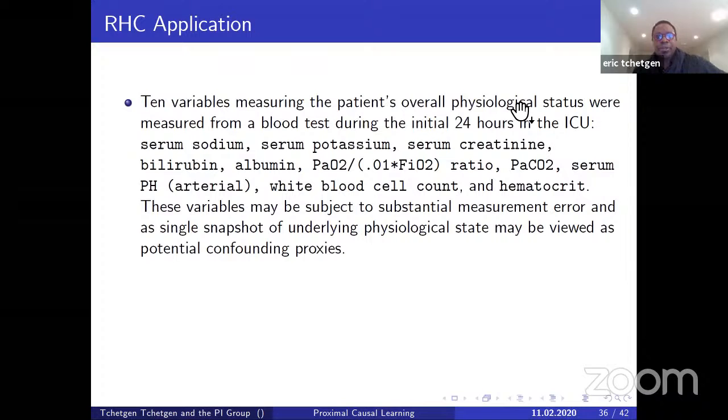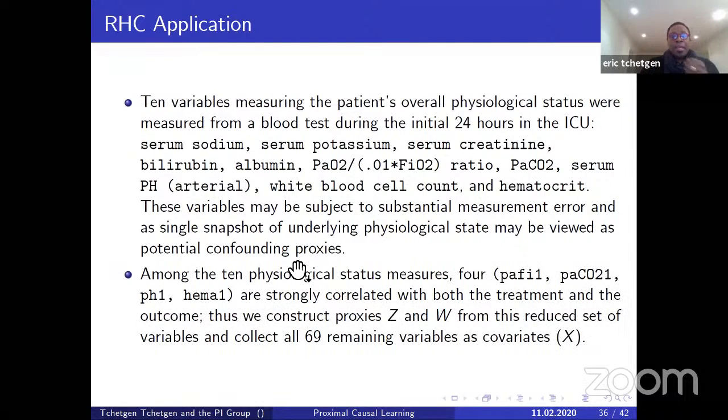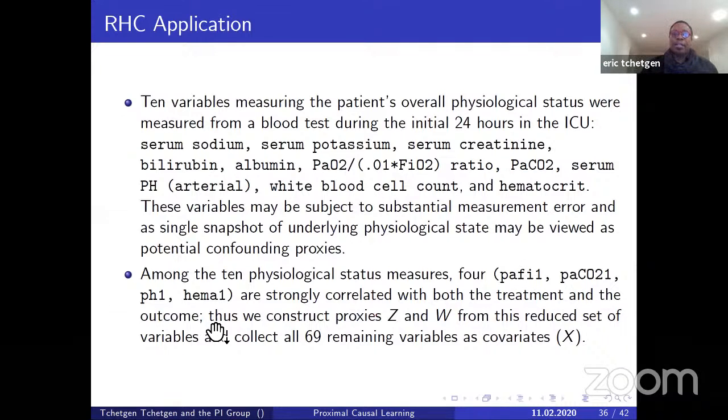I'm just going to mention that there were 10 variables measuring the patient's overall physiological status that were measured using a blood test during their initial 24 hours in the ICU. So here are the 10 variables. These variables may be subject to substantial measurement error and a single snapshot of an underlying physiological status that may be viewed as potential confounding proxies. Among the 10 variables, we focused on 4 that were strongly correlated with both the treatment and the outcome, and thus we construct Z and W from this reduced set and collect all other variables in X.